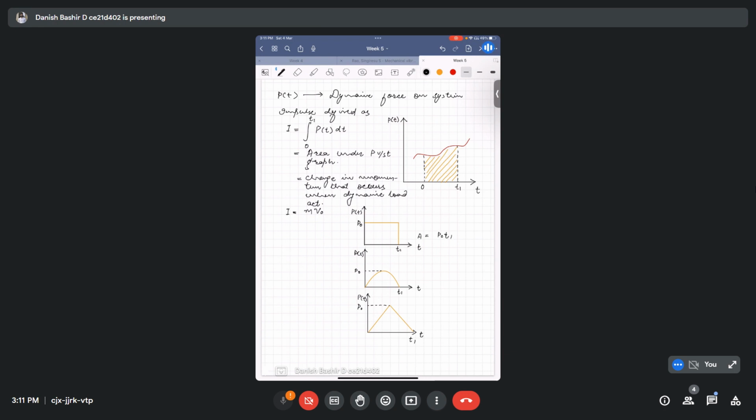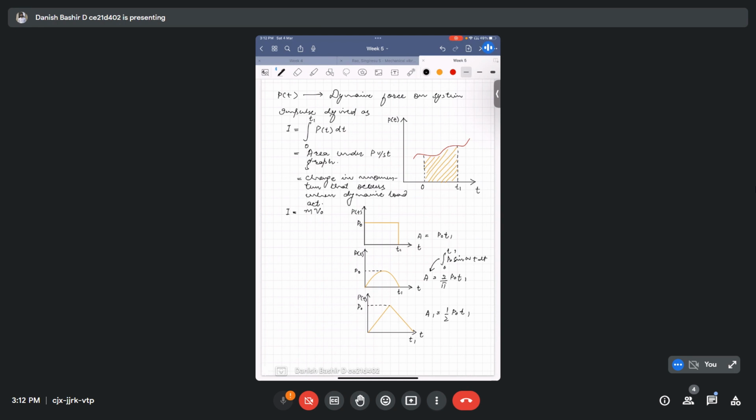For the half sine pulse, the area will be 2 by pi P naught t1. You can find it with integration: the integral of P naught sine omega t dt from 0 to t1 gives this value. And for the triangular pulse, the area is very easy: one half base into altitude. The base is t1 and the altitude is P naught, so one half P naught t1.